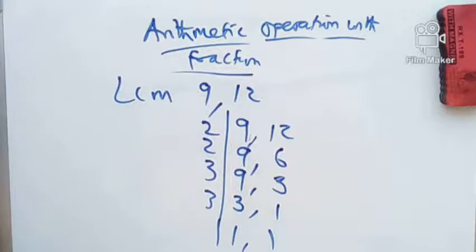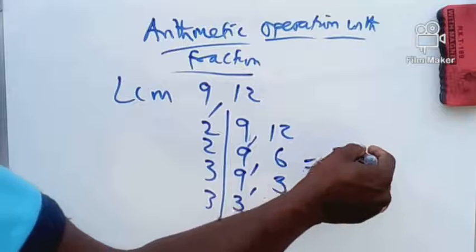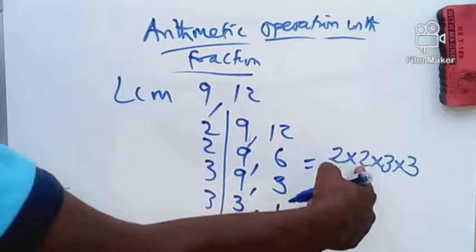And this becomes 1. So at the end of the day, the LCM of 9 and 12 is 2 times 2 times 3 times 3. And what is it? 2 times 2 is 4.